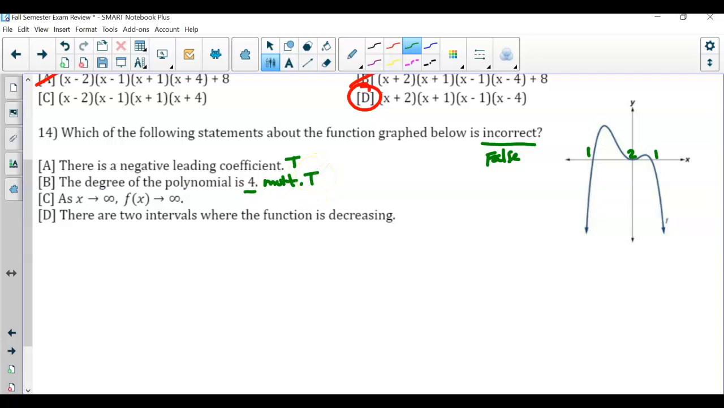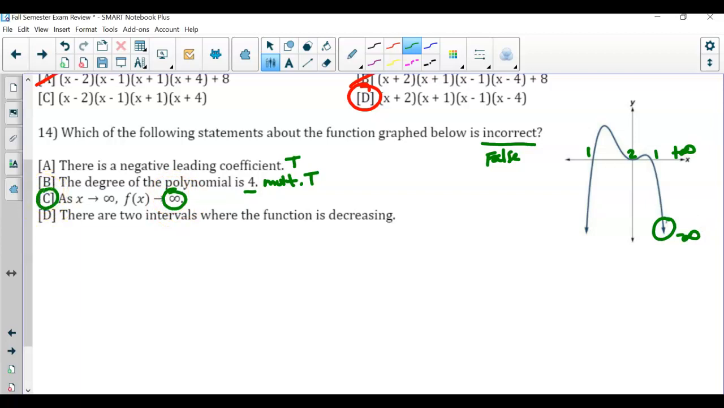So this is true. The end behavior as x approaches positive infinity: as we're going to the right, what direction is the right side of our function approaching? Notice how it's going down to negative infinity, but this says positive infinity. That's why the answer was C, false.